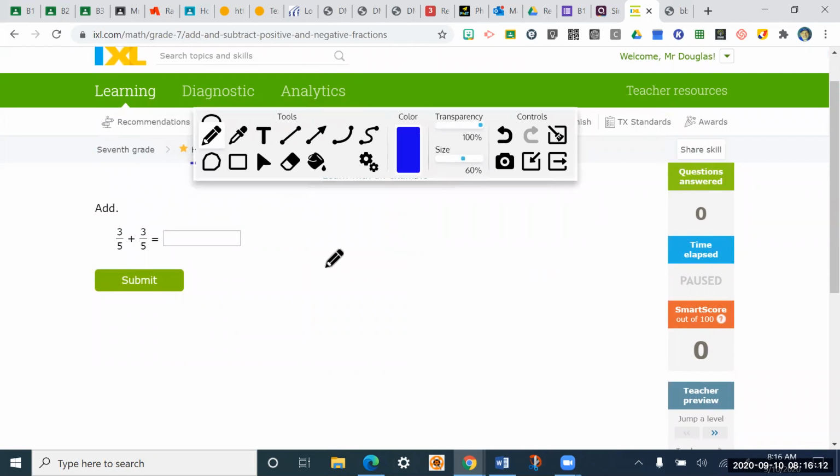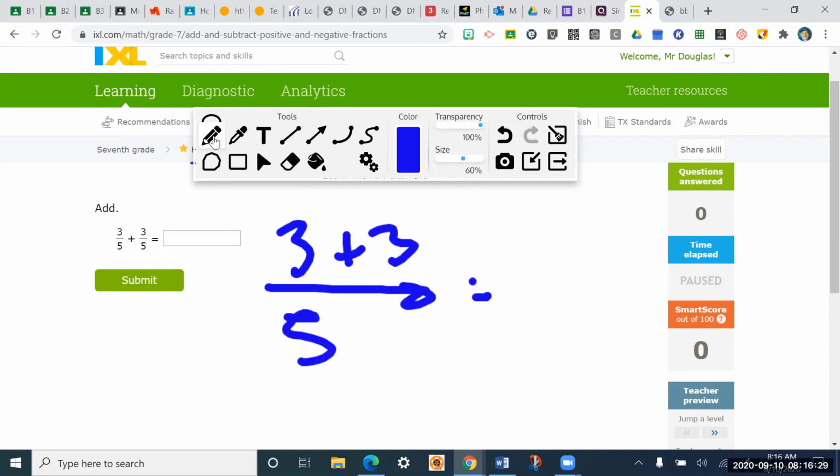All right, so this one is easy. I'm basically saying you have 3/5 and 3/5. How many fifths do you have? Well, the denominator has to stay the same. So you have basically 3 plus 3. You add across the top, and you have fifths on the bottom. So you have 6/5.